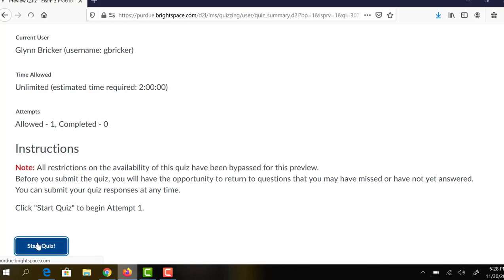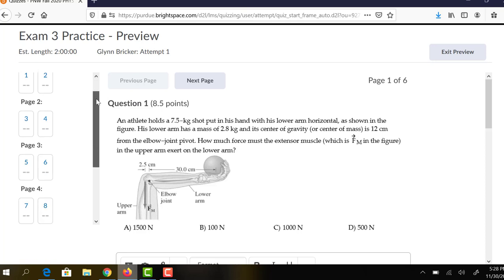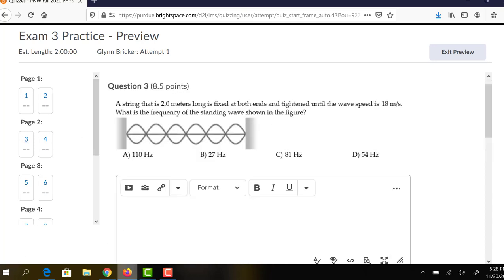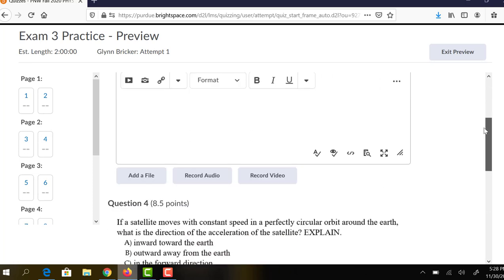Okay, so let me do start quiz here, just so you see what it looks like. The practice test has 12 questions. The actual test has 12 questions. So page 1, problem 1 and 2. Page 2, problem 3 and 4. You can bounce around. Say you don't like that one, you want to see what this one is. Okay, this one looks better. You can start answering it.